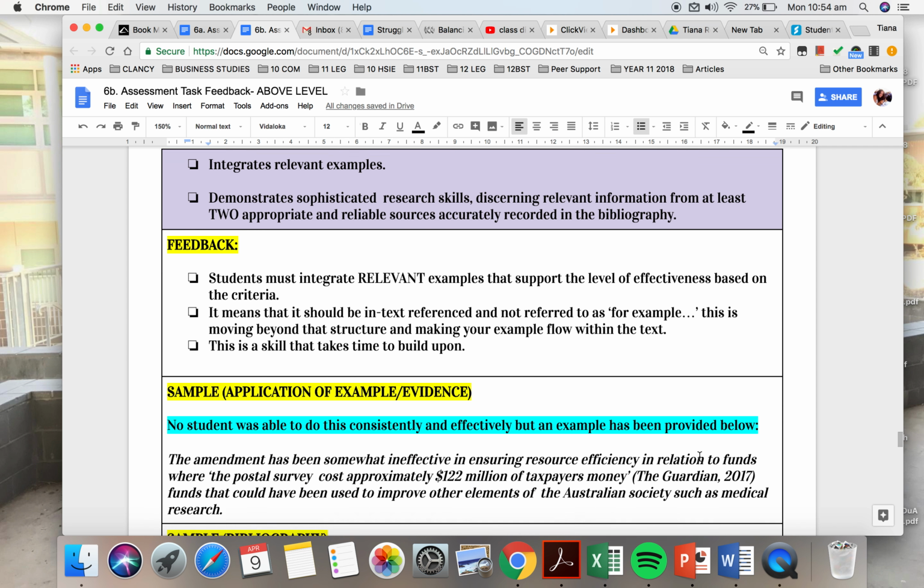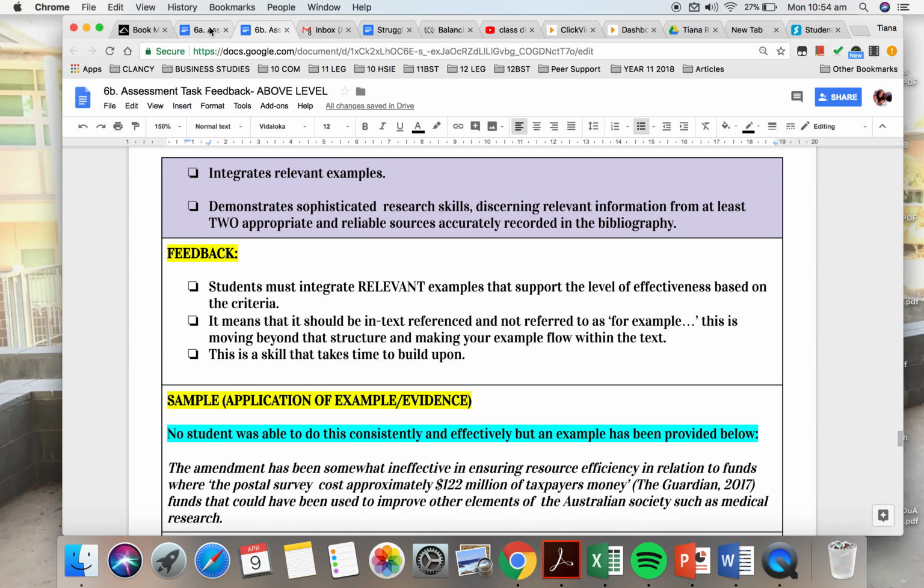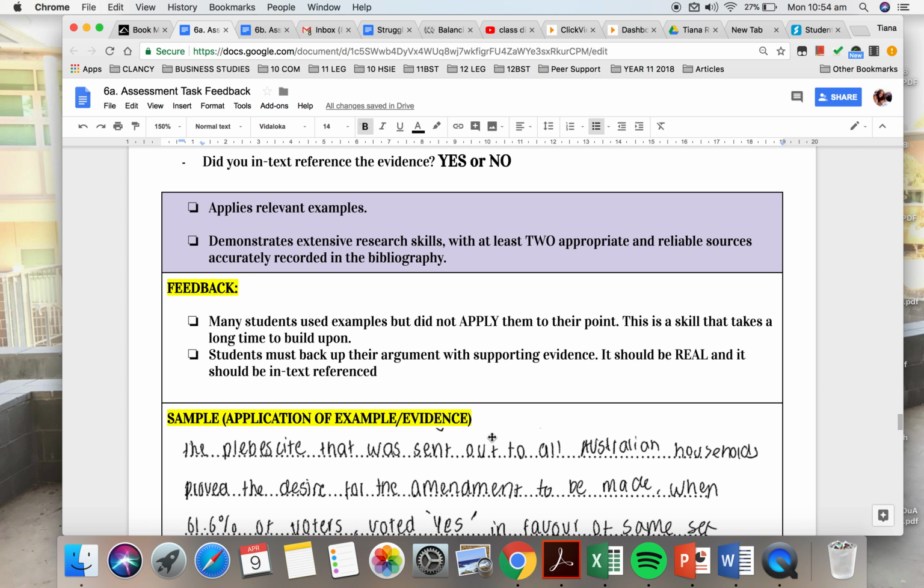Okay, the next criteria was to, back to core, apply relevant examples and demonstrate extensive research skills with at least 2 appropriate and reliable sources accurately recorded in a bibliography. So many students used examples but did not apply them to the point that they were making. This is a skill that takes a long time to build.